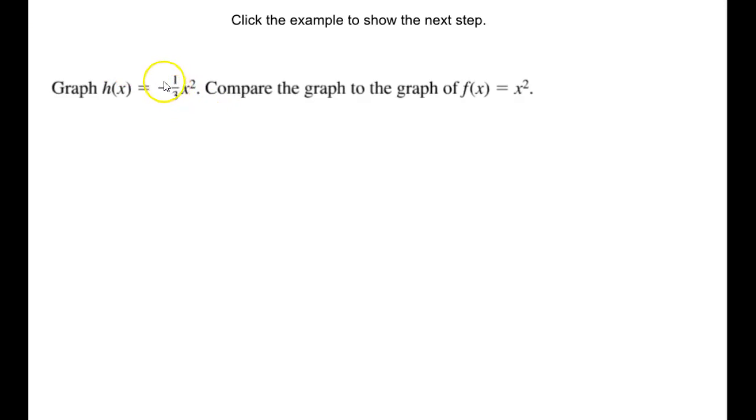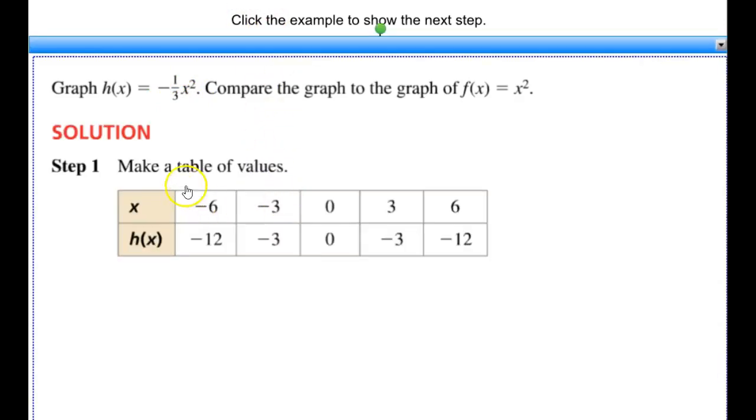The big thing I notice is I have a negative sign, so that tells me it's going to flip the graph and it's going to open downward. I also see that my a value is a fraction, which means it's going to be wider than my original function. So again, I just make my table of values, I pick some x values.